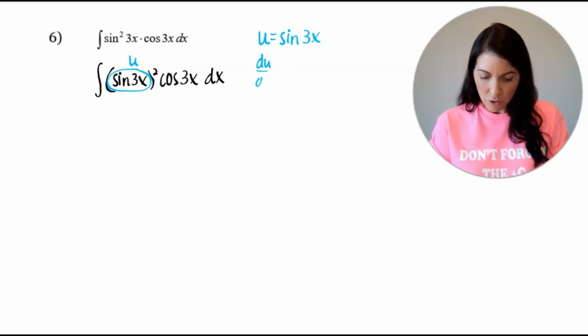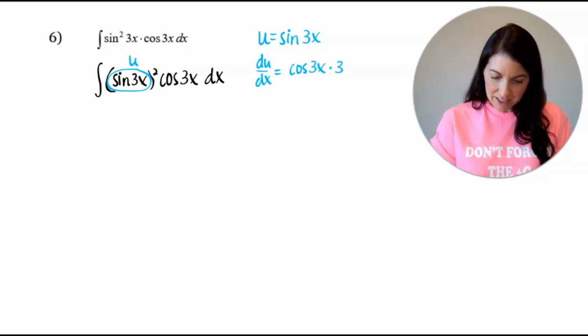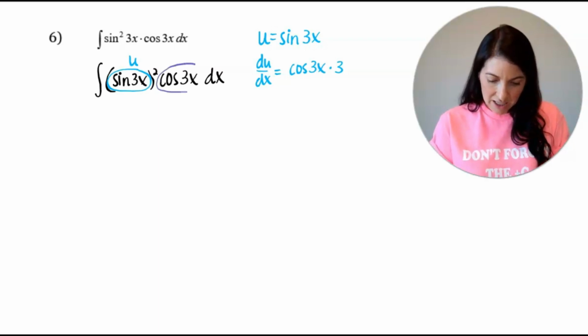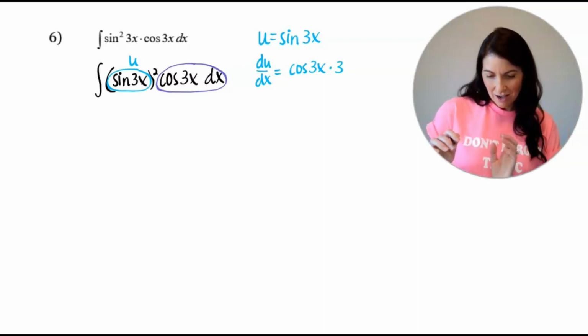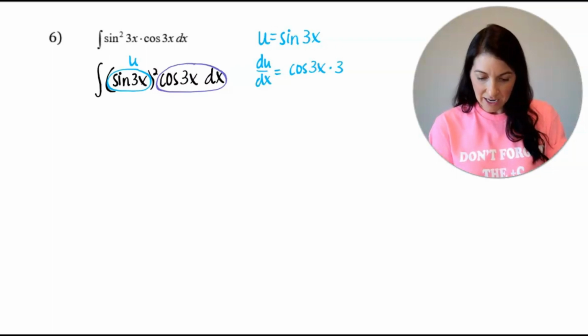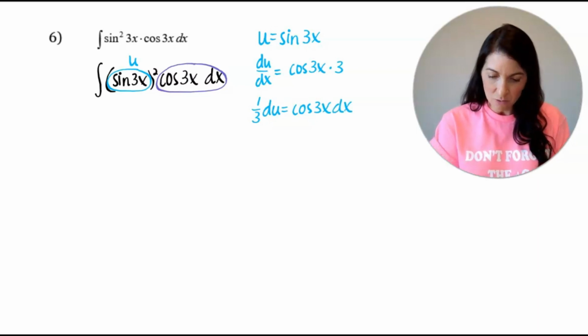Taking the derivative of u with respect to x, I would have cosine 3x, and then we would need to use the chain rule, so times 3. And if I replace sine of 3x with u, what's remaining is cosine 3x dx. And I can use a little algebra here, divide by the 3, multiply over the dx to see what I'm going to replace cosine 3x dx with, and that's going to be replaced with 1/3 du.